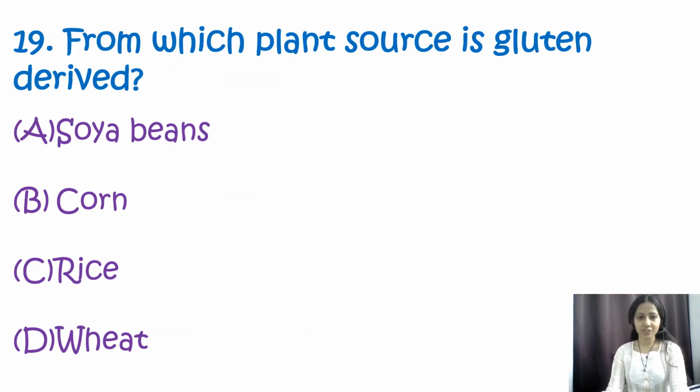Question number 19. From which plant source is gluten derived? Options are soya beans, corn, rice, and wheat. So the correct option over here is D, that is wheat. Gluten is derived from wheat, and it is a composite of proteins found in wheat and related products like rye or barley. Gluten is responsible for providing the elasticity of the dough, which gives bread its characteristic chewiness, and it helps the dough rise during the baking process. So my correct answer is D, that is wheat.